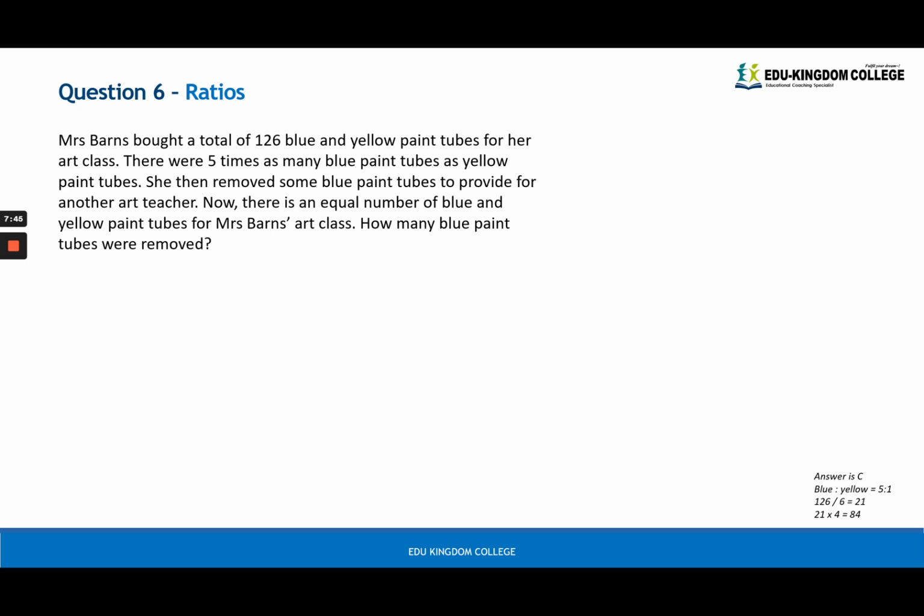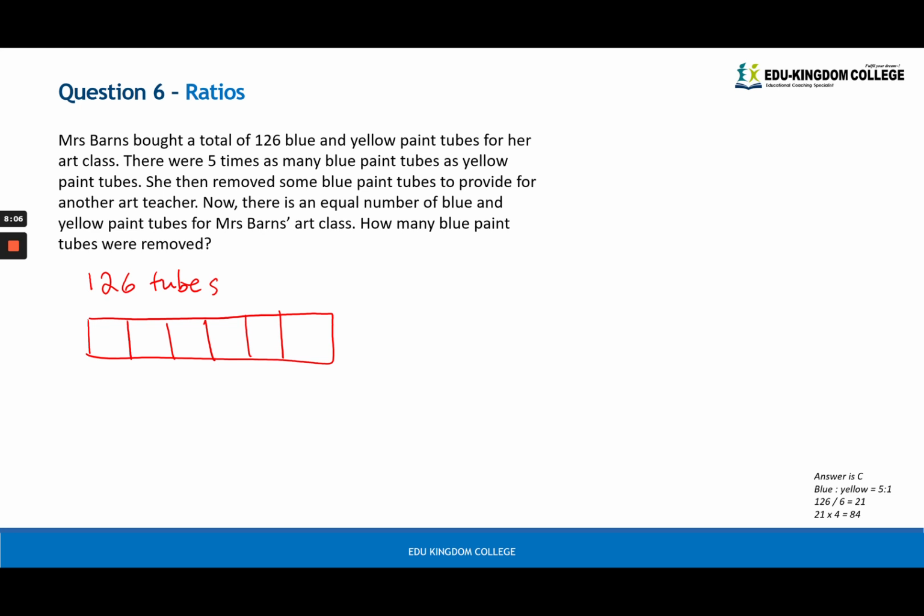Question 6 was a ratios question. We have 126 tubes altogether, and we know that there are 5 times as many blue tubes as yellow paint tubes. The thing that you're going to do is straight away draw a diagram. Don't overthink the numbers and so on. Just draw a simple diagram.